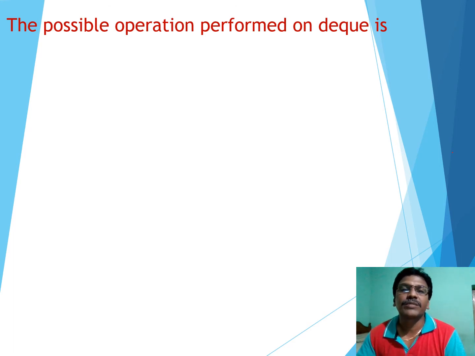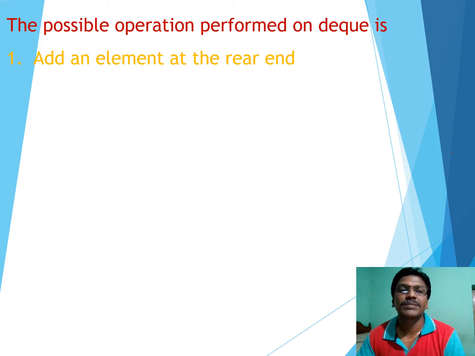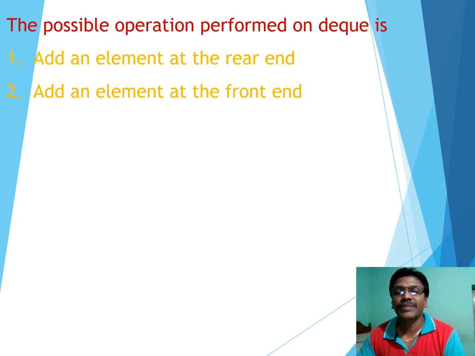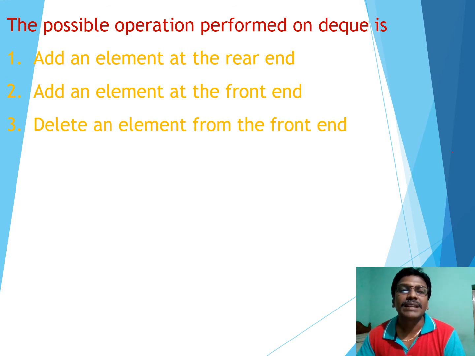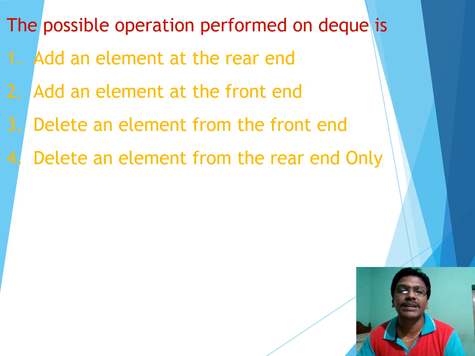The possible operations performed on DEQs are mainly four types. The first one, add an element at the rear end. The second one, add an element at the front end. It means the insertion can be performed at rear end and front end. The third one, delete an element from the front end, and the fourth, delete an element from the rear end.